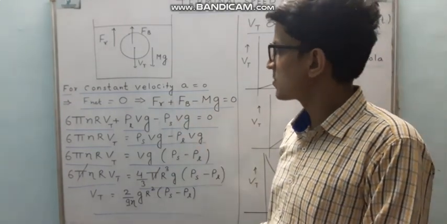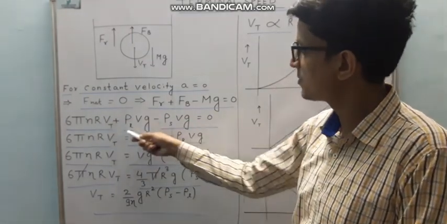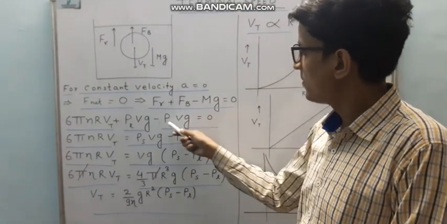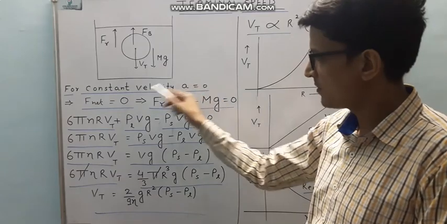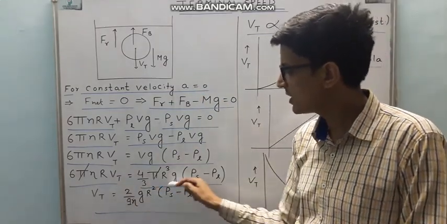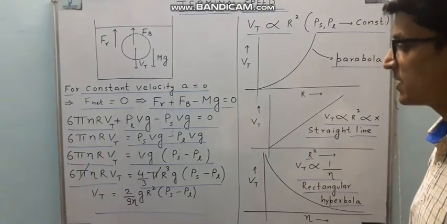We know Stokes law: the resistive force is 6 pi eta r v. Buoyant force is rho liquid V g, where V is the volume of the body. M will be rho solid into V. So after all the calculations, we have the expression for terminal speed as 2 g r square by 9 eta, into (rho solid minus rho liquid).